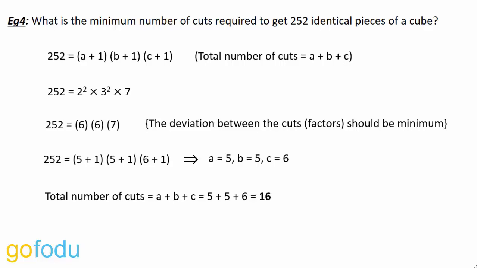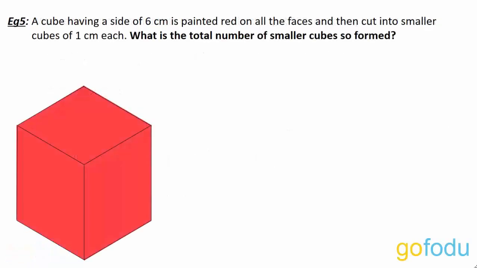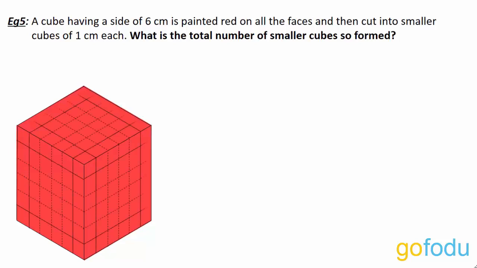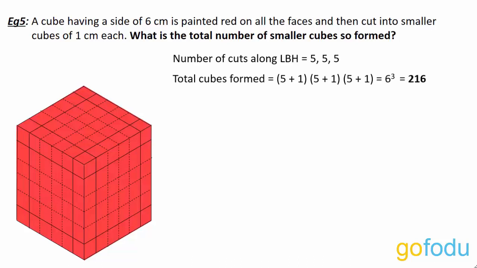Let's move to the next section where we'll discuss cutting of a painted cube. A cube of side 6 cm is painted red and then cut into smaller cubes of 1 cm each. Total number of smaller cubes so formed is asked. Now, if a cube of 6 cm is cut into smaller cubes of 1 cm, there should be 5 cuts along each dimension, that is length, breadth and height. Total number of cubes formed will be (5 plus 1) into (5 plus 1) into (5 plus 1), which is equal to 6 cube or 216.